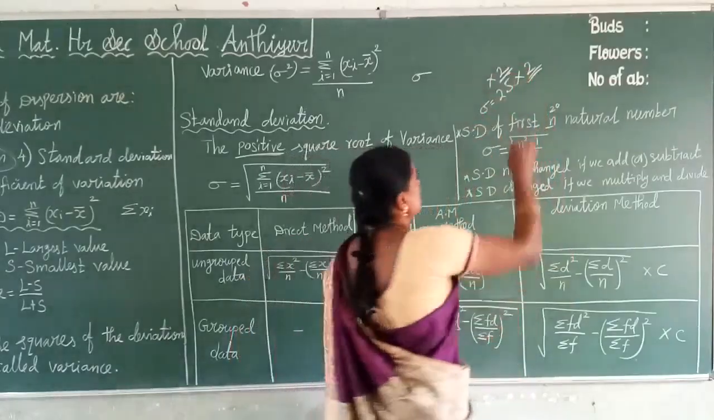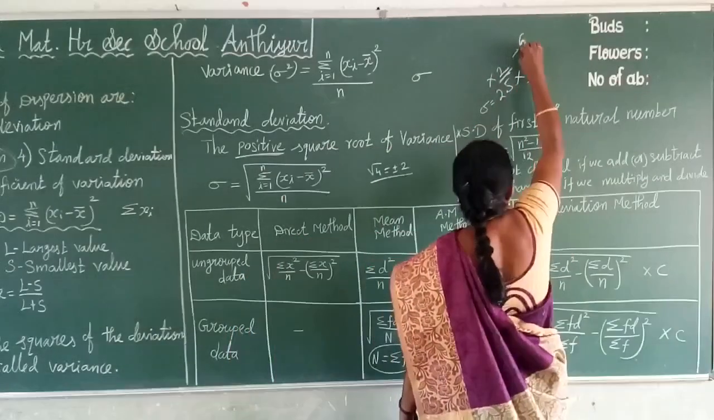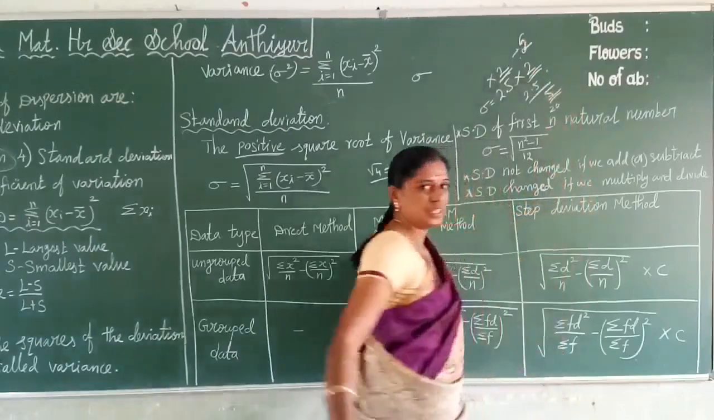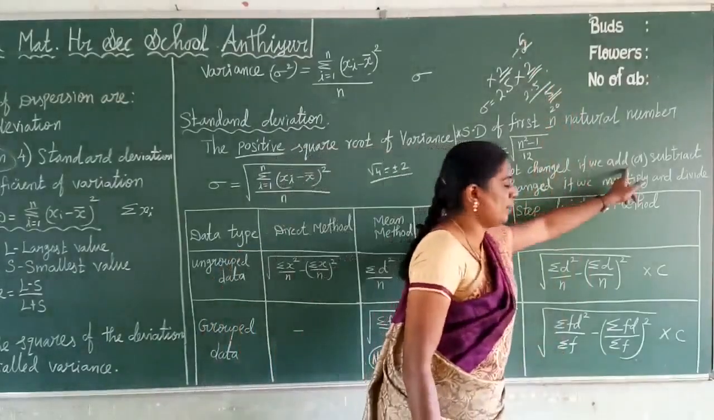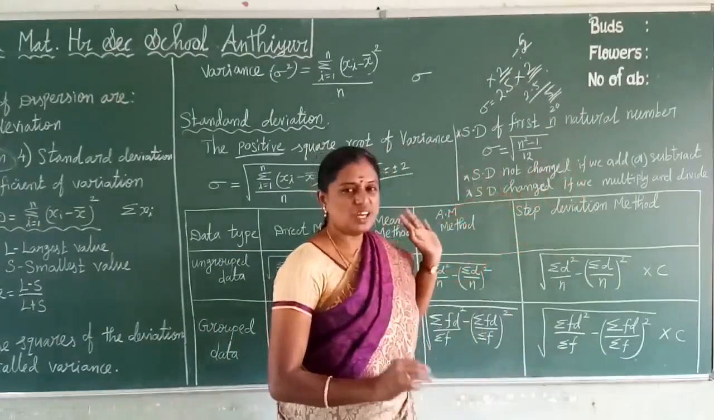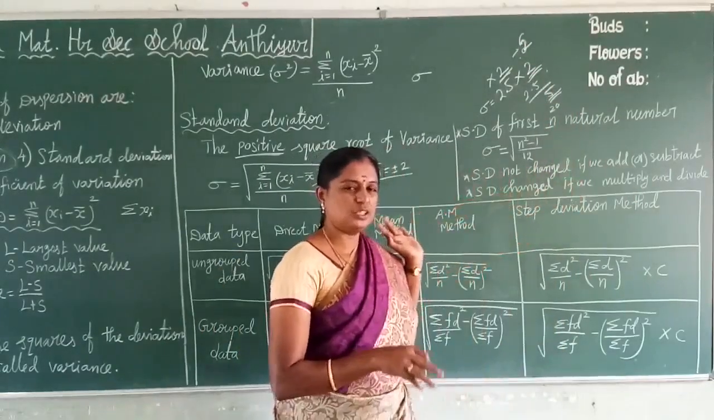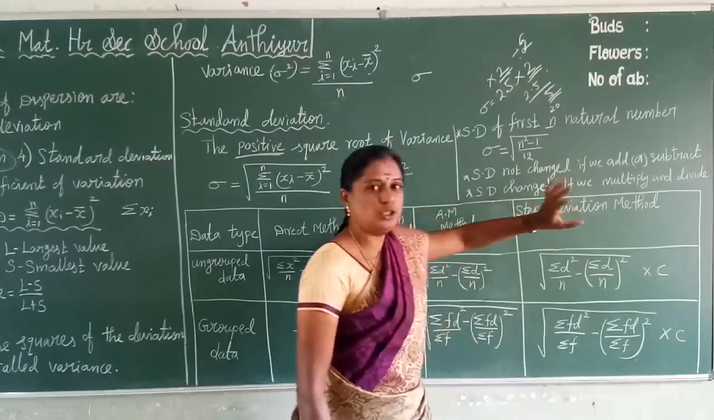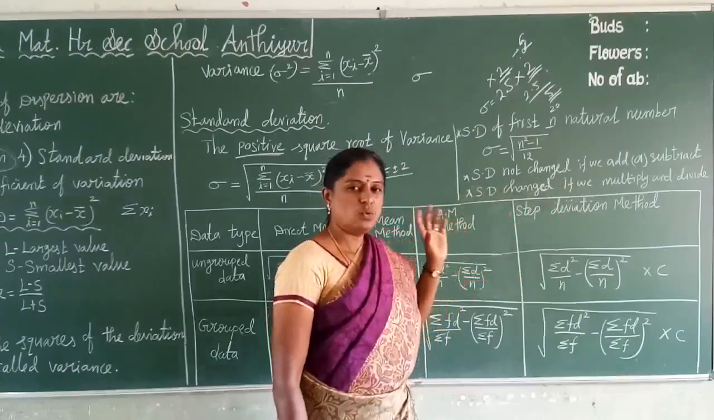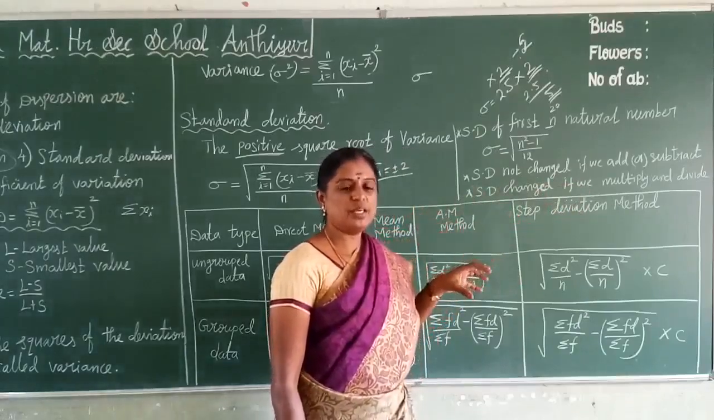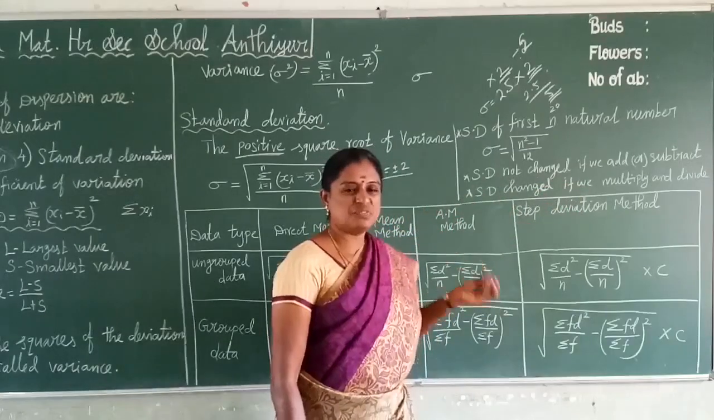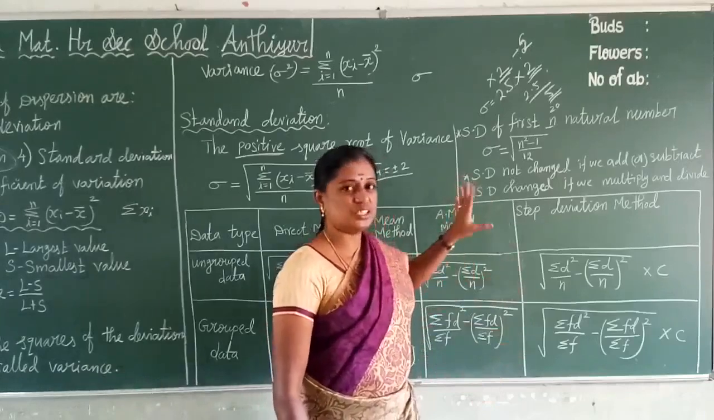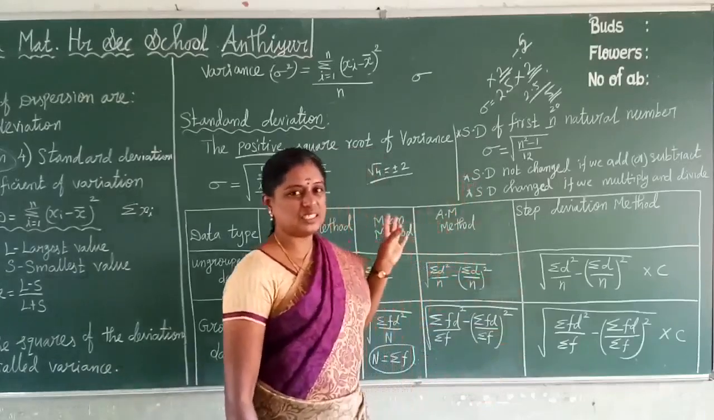Clear? Suppose each data is divided by 2 or 5. The standard deviation is also divided by that number. Clear? So on add or subtract, the new standard deviation is not changed. The old standard deviation is also the same. Clear? And if each data is multiplied or divided, the old standard deviation is multiplied or divided by the same number, and we get the new standard deviation. Clear? So these are the 2 more questions, or maybe 1 more question can also be asked of this type.